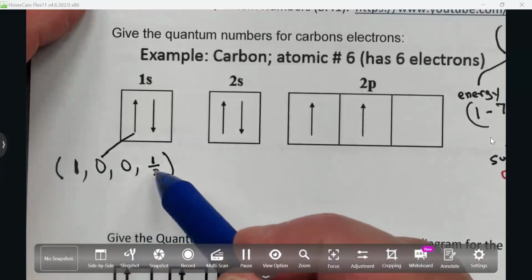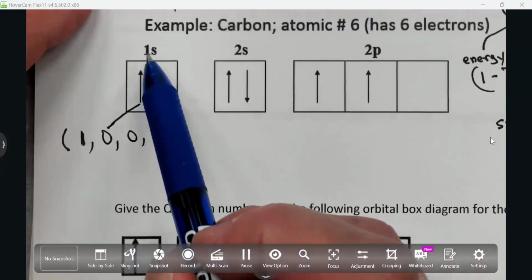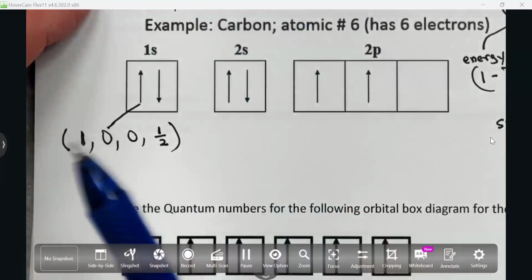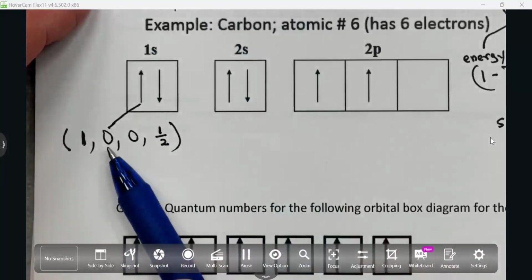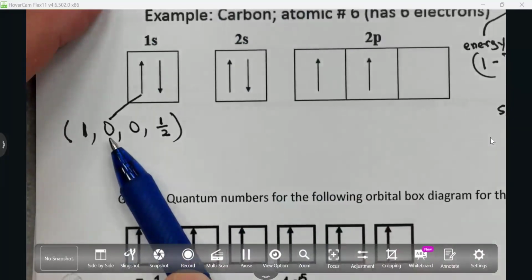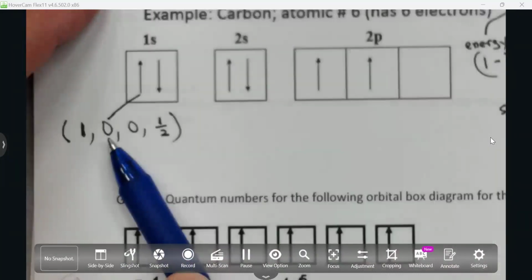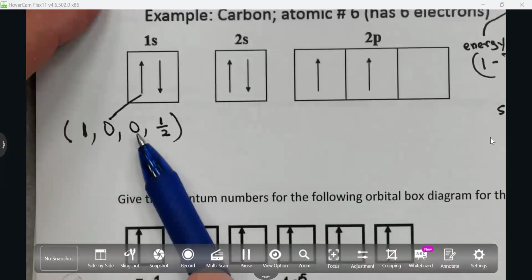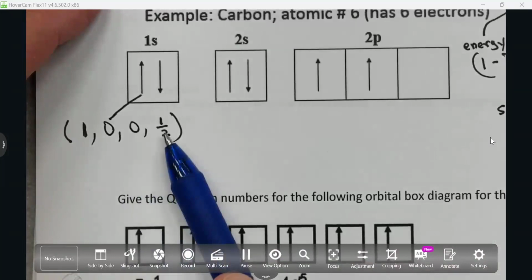Four numbers tell you what level it's in. Which is the first one. It tells you what sublevel it's in: 0 for S, 1 for P, 2 for D, 3 for F. Then the third number tells you the exact orbital. And the fourth number tells you the spin.